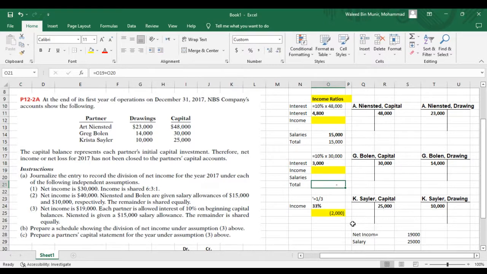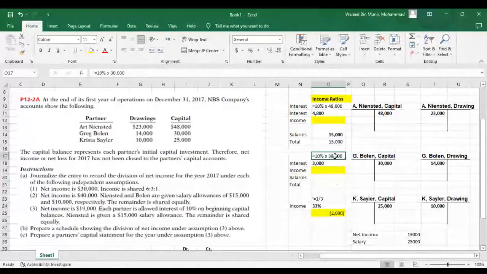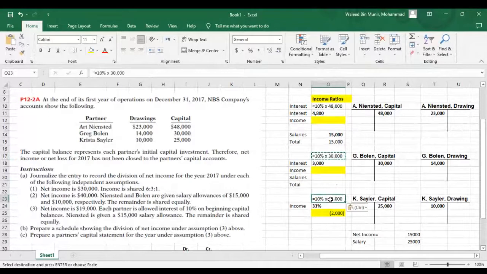Calculation, if you understand, makes entries easy, right? Interest is the percentage multiplied by the capital. Okay, 10%, and then he is given 50. The remainder is shared equally. Okay, let's see. Once you understand, now each partner is allowed 10% on their capital balance. So let's say for this one, his interest will be 2,500.